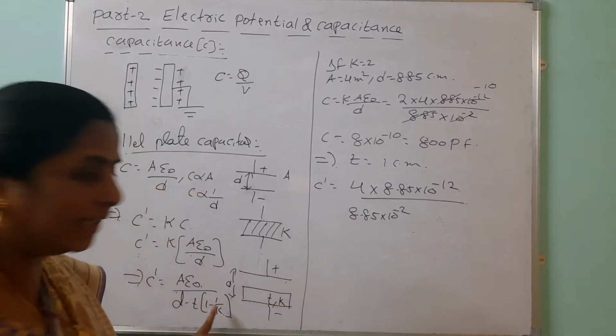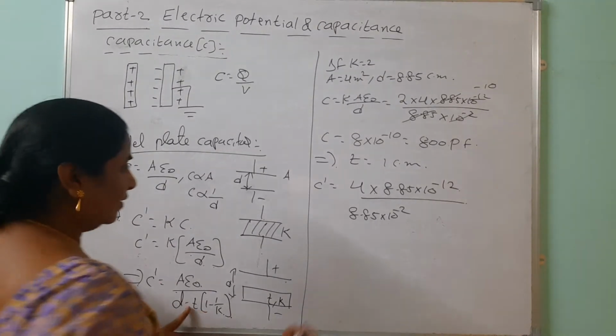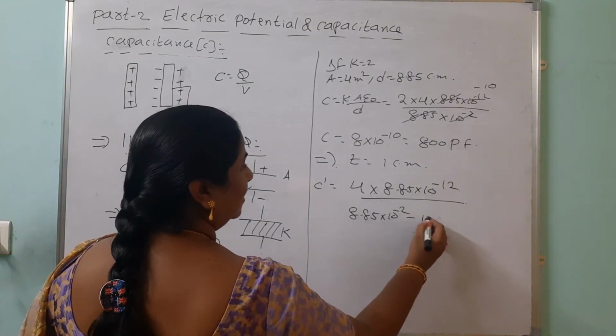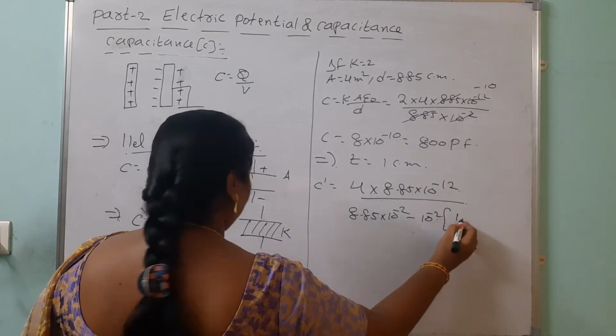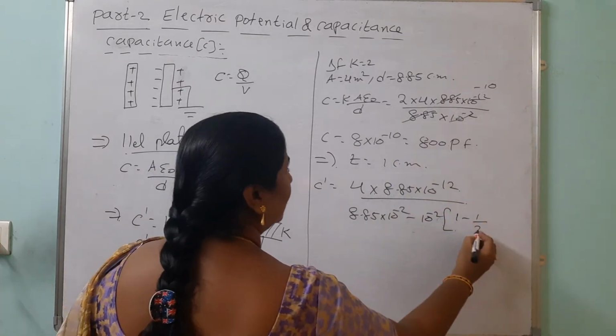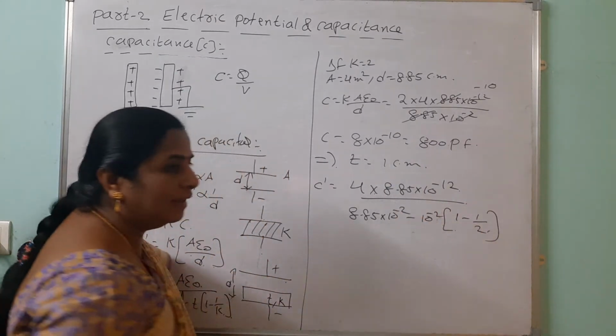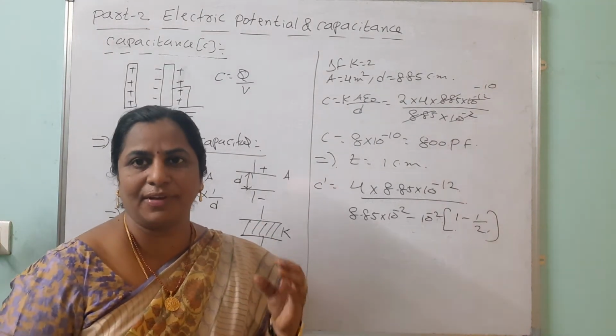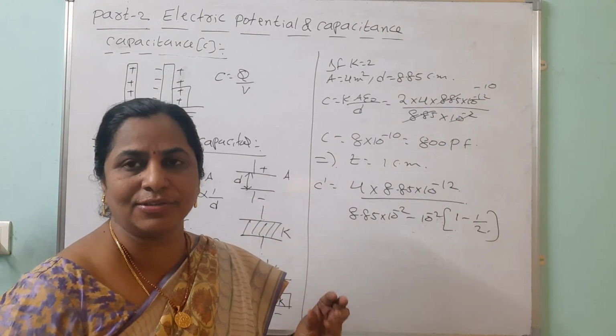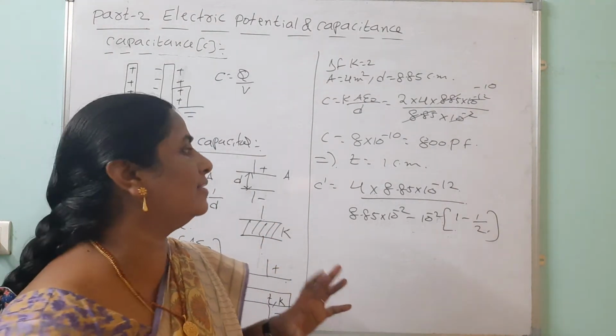But here you must take this formula. Minus T, where T is 1 centimeter, means 10 power minus 2. 1 minus 1 by K is how much? 2. After simplification, even if, instead of the entire gap, we are taking a little bit of the gap, we can find out the capacitance in that case.